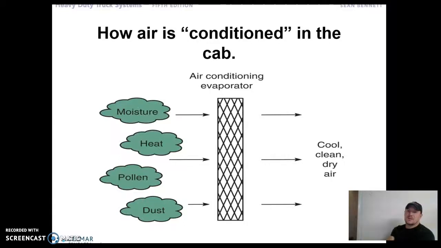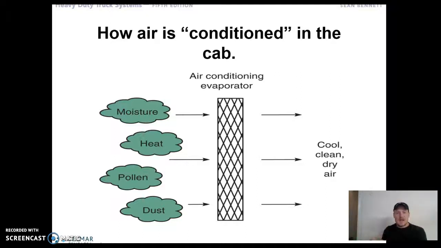All right, so how is air conditioned in the cabin? Yep, here it is, right here. Takes the moisture out, takes the heat out. All of these are important, but this is the one I want to focus on. An AC system is not a cooling system. It's not putting cold air into the cab. It's removing the heat from the air that's already in the cabin. That's very important to understand, especially once we get farther into this.